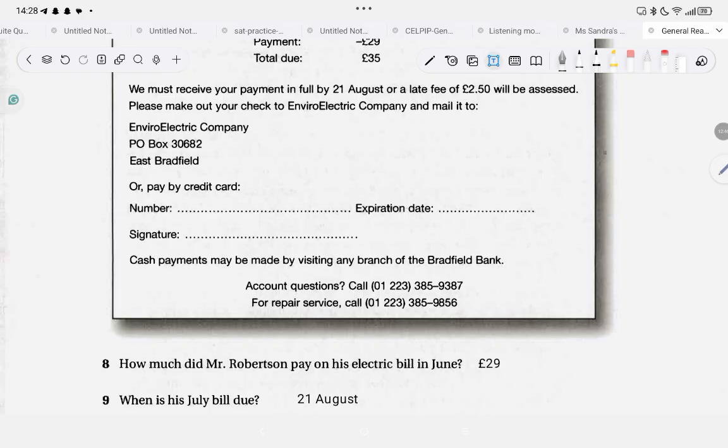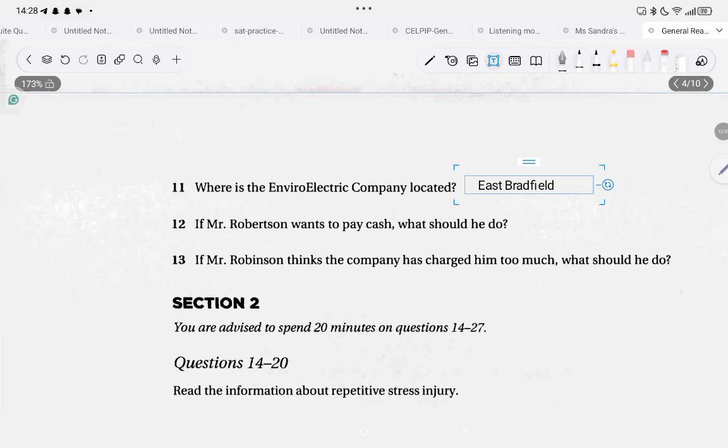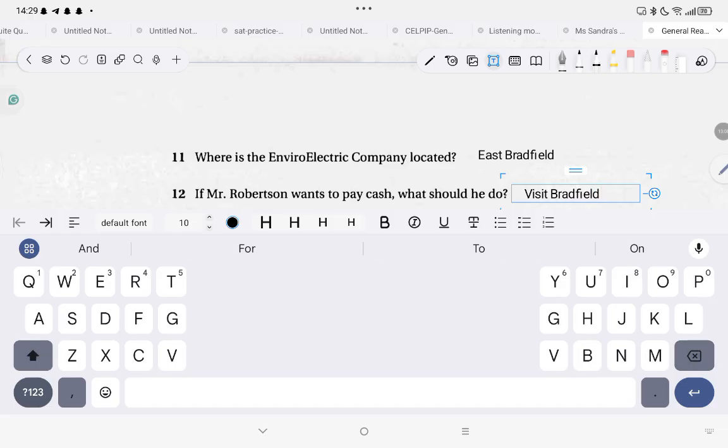Or else, if we just write, it says what should he do? So that means there needs to be a verb beginning the sentence. He has to do something. So what's that thing? Visit Bradfield Bank. Or visit the bank. I recommend just typing visit Bradfield. Also be careful with your spellings. If they are wrong, then they are wrong.